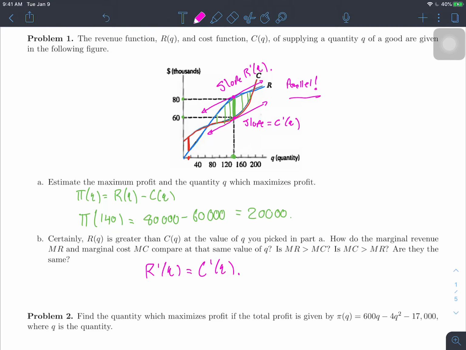Now, why is this going to, in our case, correspond to a maximum profit? Well, remember, we have pi of Q is equal to R of Q minus C of Q. So, by this difference rule, if I want to find pi prime of Q, it's going to be equal to R prime of Q minus C prime of Q.